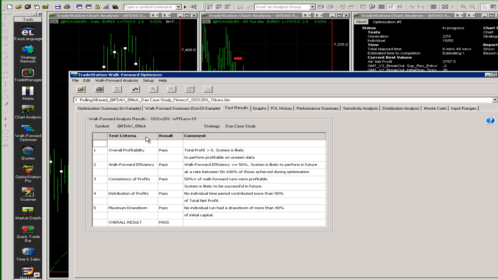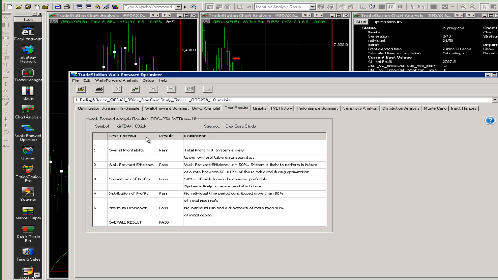So if you decide, I'm pretty confident with this system, I feel as though the numbers stack up, it looks good, then you can run it through the walk forward analysis and see how it went as far as the criteria. Did it pass overall profitability? Did walk forward efficiency pass? Consistency of profits? Distribution of profits? Because remember, we don't want one single trade dictating our overall profit, or a couple of outliers. We want to have a consistency of profits. Max drawdown: no individual run had a drawdown of more than 40%.